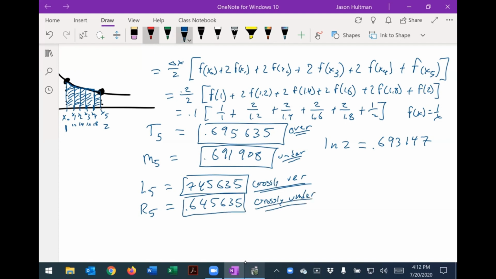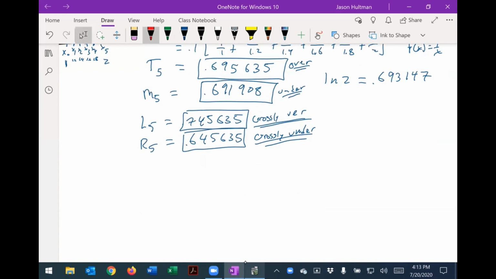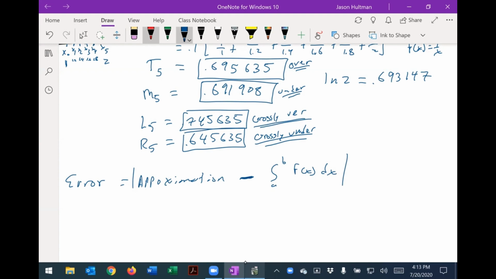So we can see that even though the trapezoidal was over, it wasn't over by a whole lot, and the midpoint was under. How can we get our error? Our error on any of these is the absolute value of the approximation minus the actual integral, and that gives us our error.